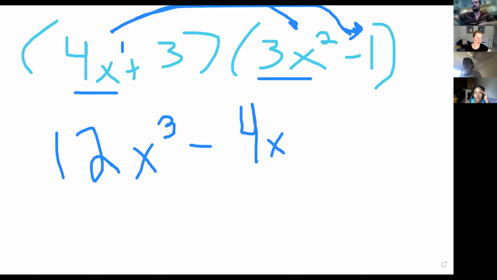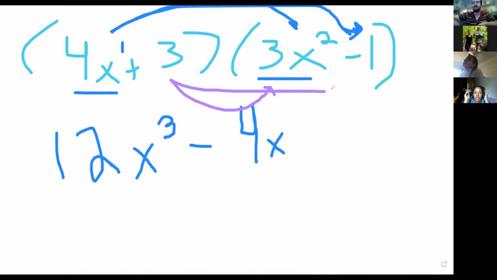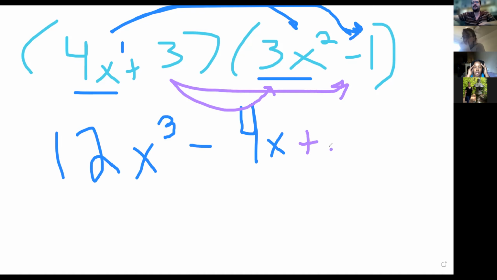And then you do 3 times 3x to the second. I do the same thing with the second number from that first part. I distribute that thing. So 12x. What's it? 9. 3 times 3 is 9.